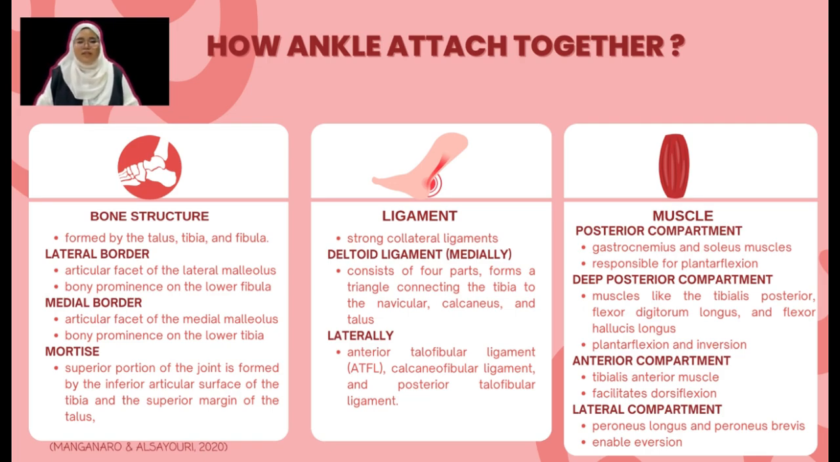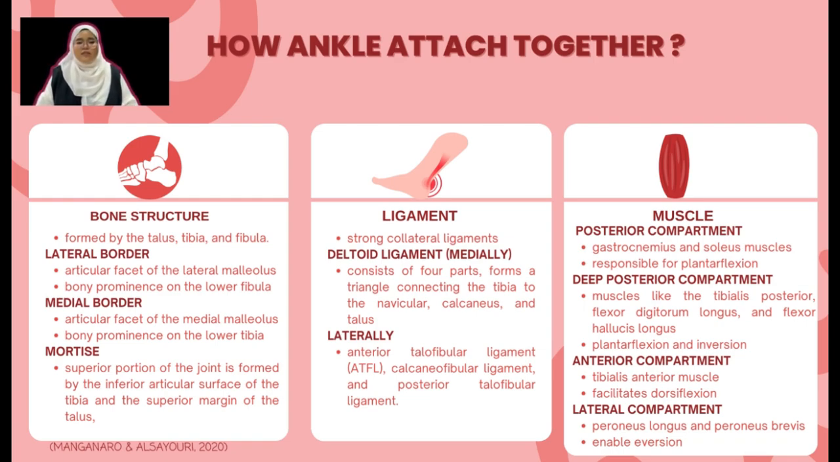At the lateral border, it consists of the articular facet of the lateral malleolus and the bony prominence of the lower fibula. At the medial border, it consists of the articular facet of the medial malleolus and the bony prominence of the lower tibia, and at the mortise is situated. The superior portion of the joint is formed by the inferior articular surface of the tibia and the superior margin of the talus.